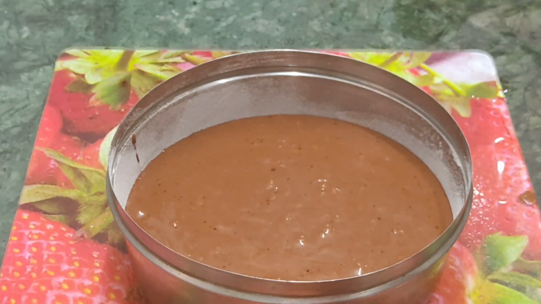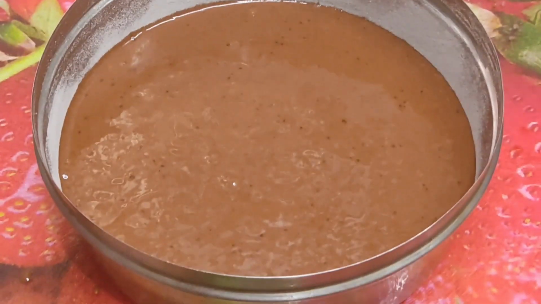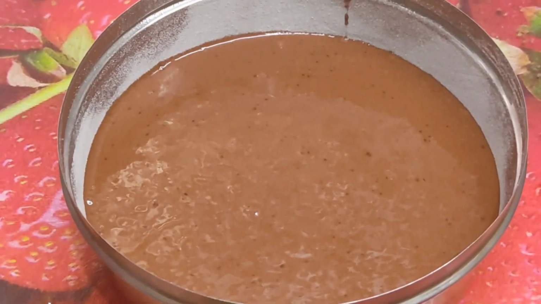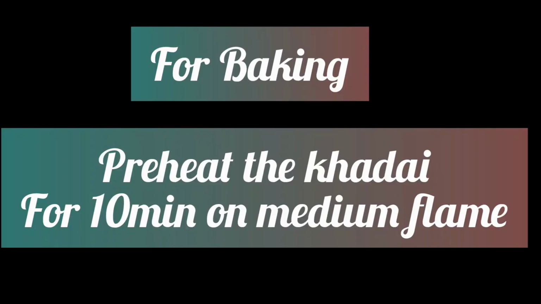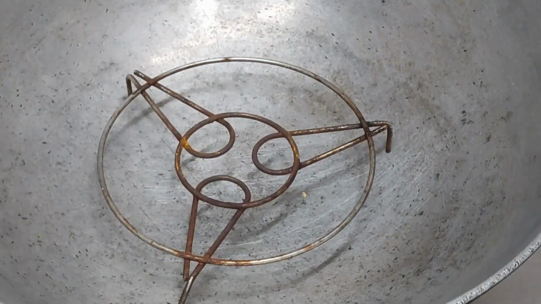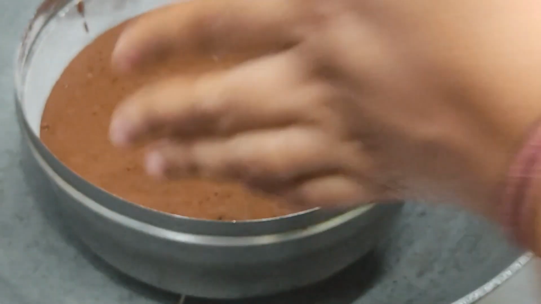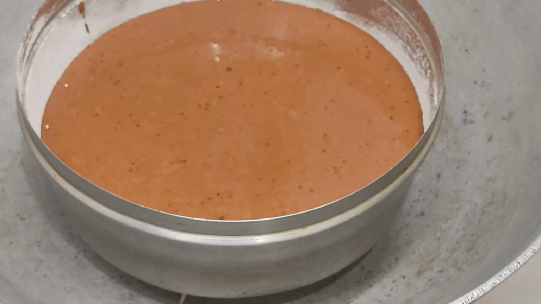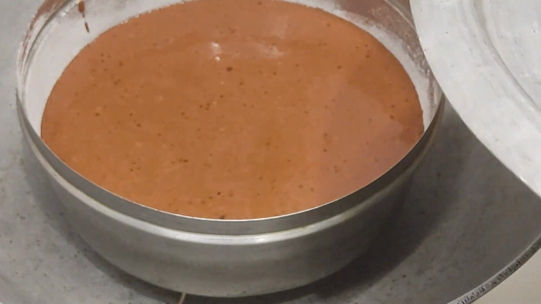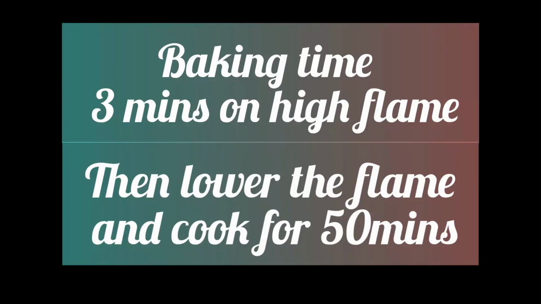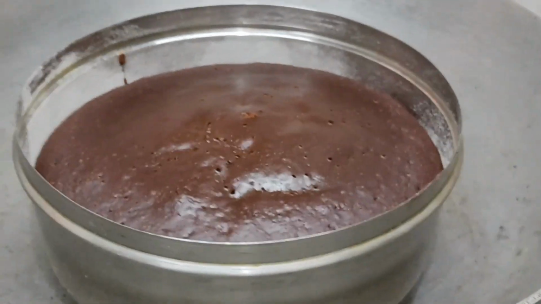For baking, preheat the kadhai for 10 minutes on medium flame. You don't need to put any salt or sand to the kadhai for baking. Put a small stand or a small bowl so that heat is evenly distributed and the cake is baked evenly, and cover and cook for 3 minutes on high flame and 50 minutes on low flame.